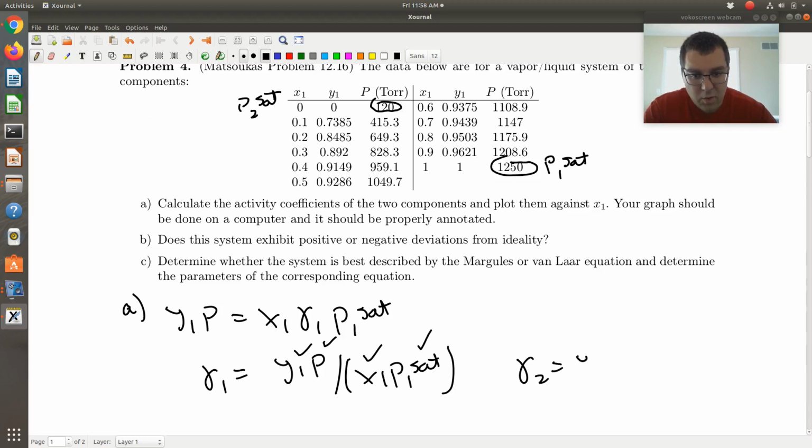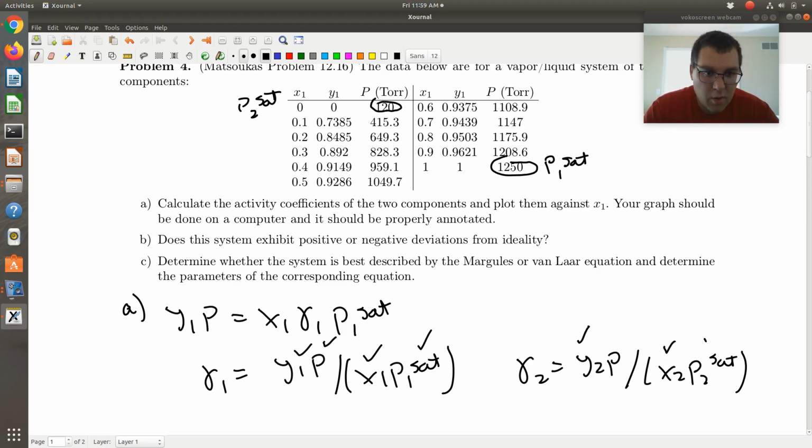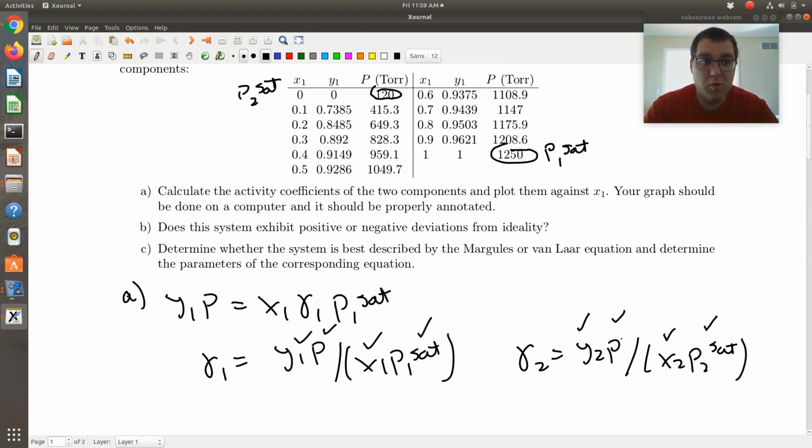Gamma 2 would be y2 P divided by x2 P2 sat, where x2 is just 1 minus x1 and y2 is 1 minus y1. So it would be the same thing. I know y2 and x2, I know P2 sat, I know P. So I can go ahead and solve for gamma 2. Cool.